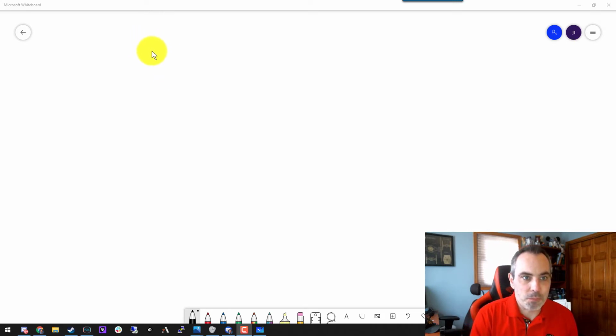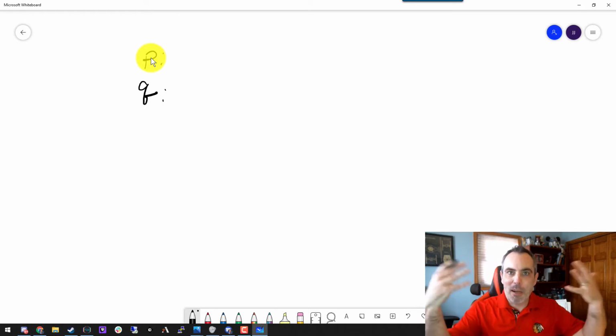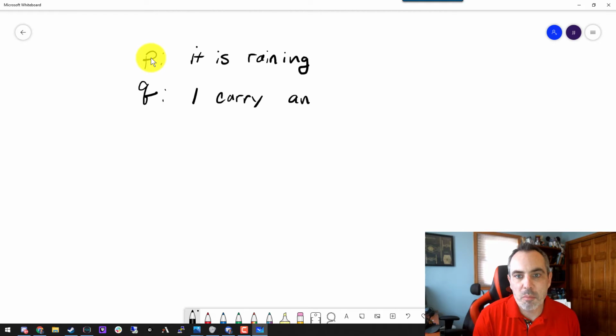A lot of times people will talk about truth tables and they will take a statement and refer to it as a letter like P and Q. P might represent the condition of a statement and Q might reflect the conclusion, like hypothesis, conclusion. An example is: it is raining and I carry an umbrella, right? And that umbrella, that's a Q.